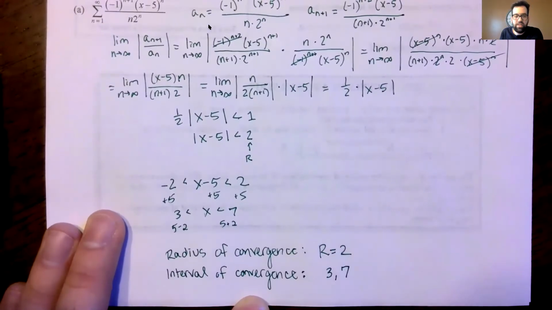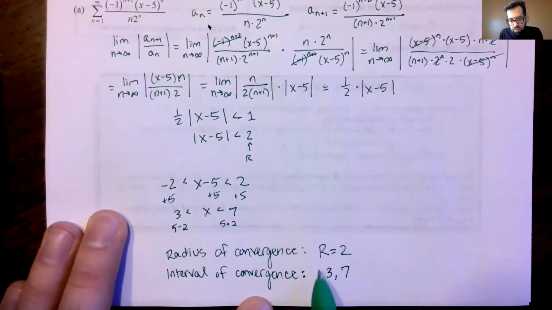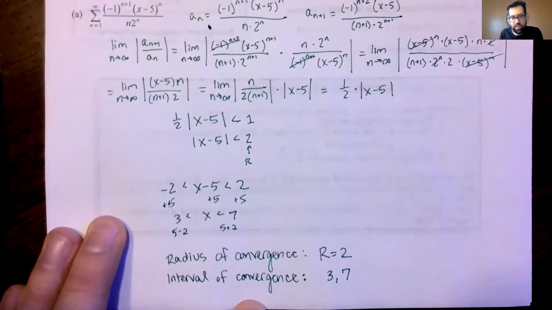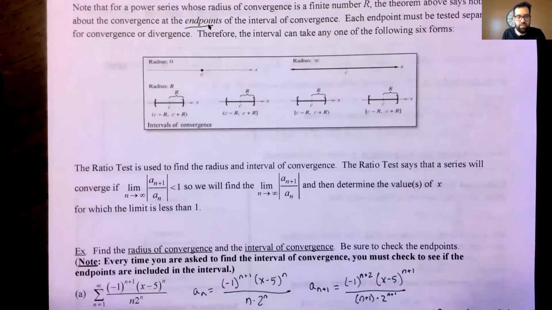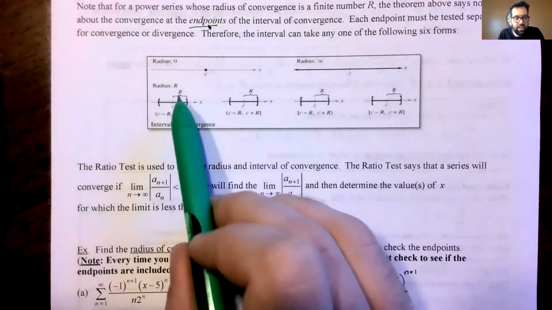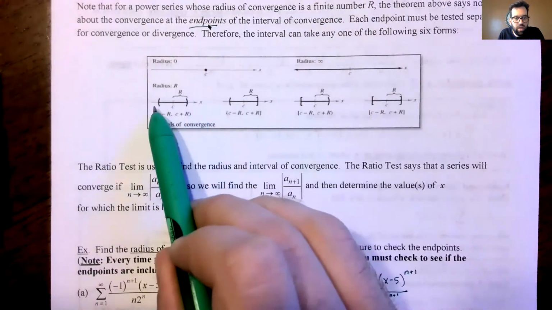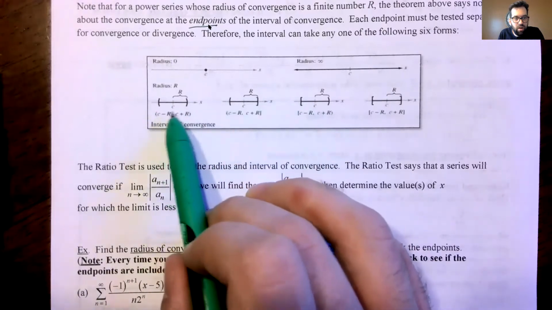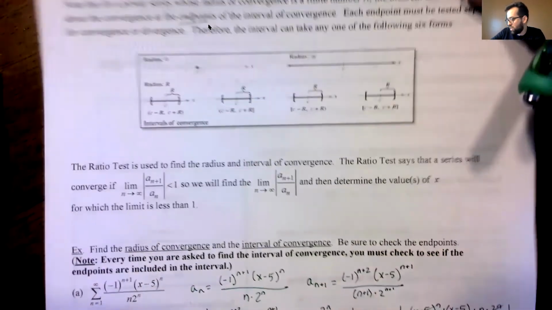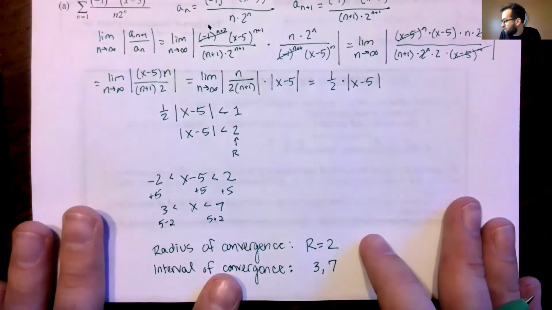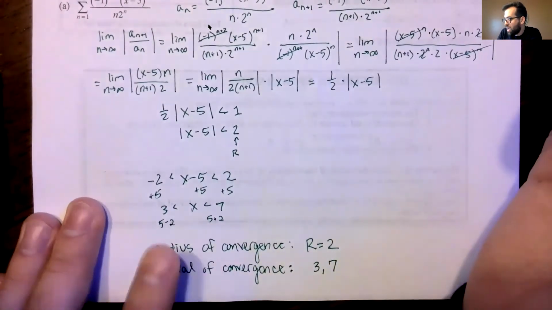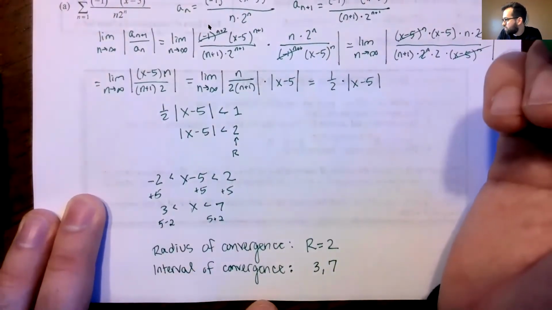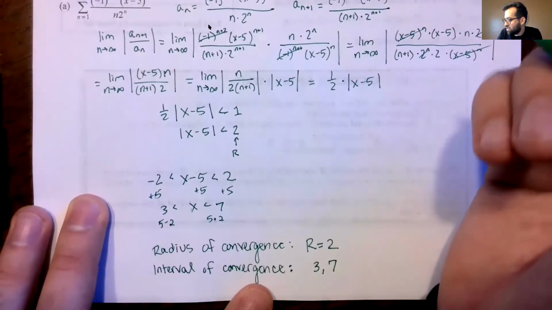The problem is, if you're tracking with us, I don't know if I should put parentheses or brackets for the 3 and the 7. Remember, back up at the top of this page, we said if the radius is r, in this case it's 2, there's 4 different possibilities. Every endpoint can be either a bracket or a parenthesis. It can be included or excluded. So what we have to do now is legitimately try the 3 and the 7 to see if they make this series converge or diverge.